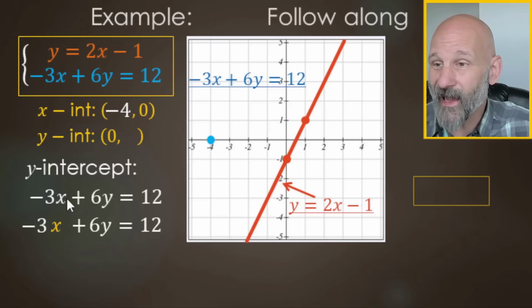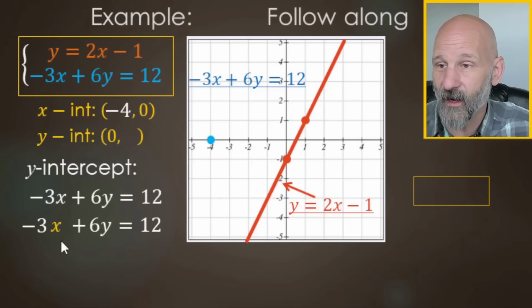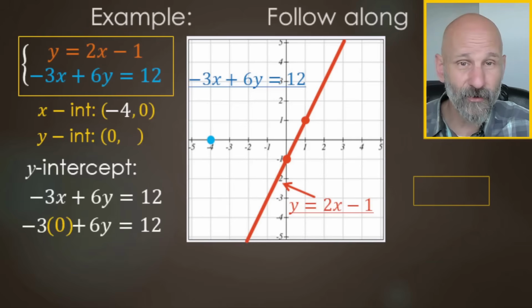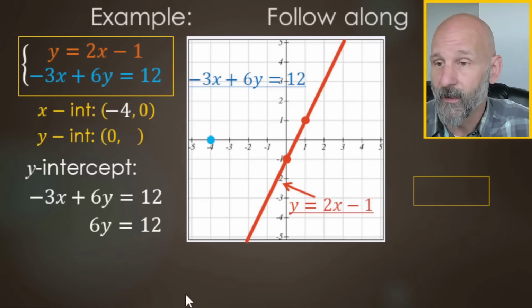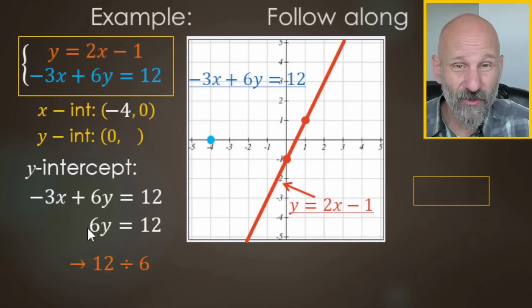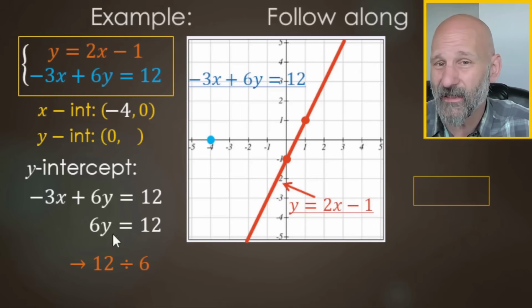For the y-intercept, the x value is 0, so we put 0 in for x there, and negative 3 times 0, just simplifying, goes away. And so we're just left with 6y equals 12. To solve, we'll divide both sides by 6. So 12 divided by 6 makes 2.